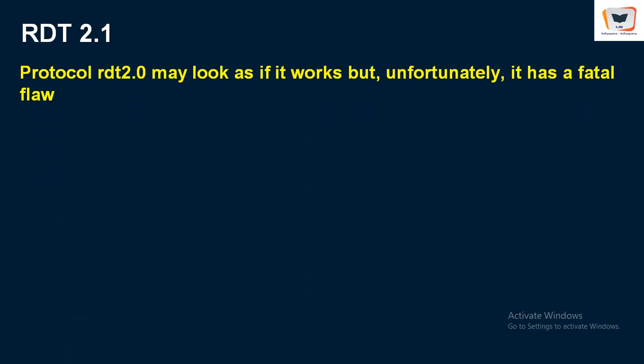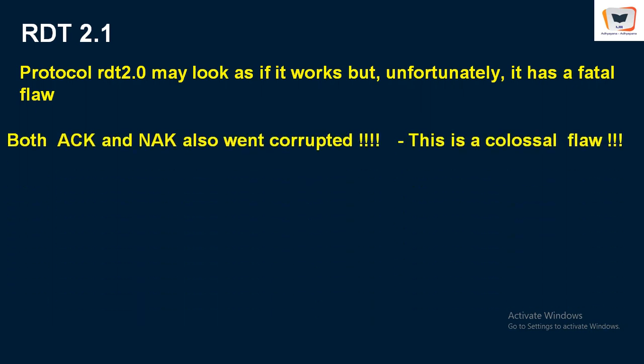Then it was the turn of RDT 2.1. Protocol RDT 2.0 may look as if it worked, but unfortunately it suffered a fatal flaw because both ACK and NAK also could get corrupted. This is a colossal flaw, because if an ACK is coming during its backward journey towards the sender, and if the ACK becomes a NAK, it would make the sender retransmit the packet which was sent earlier unnecessarily. On the other hand, if the sender had to receive a NAK, and it becomes an ACK along the way, then it is another disaster, because the sender would assume that the packet that was sent was exactly correct and went without any corruption.